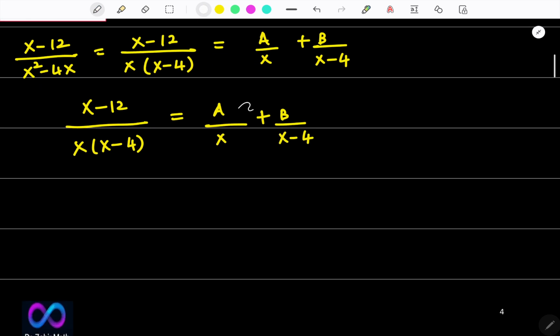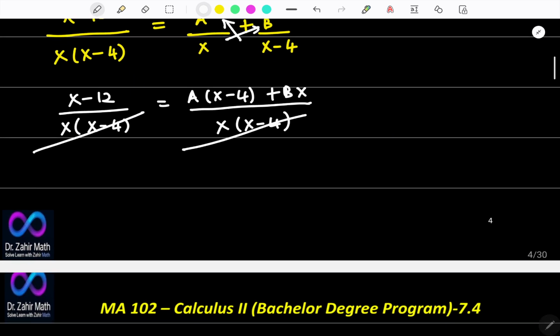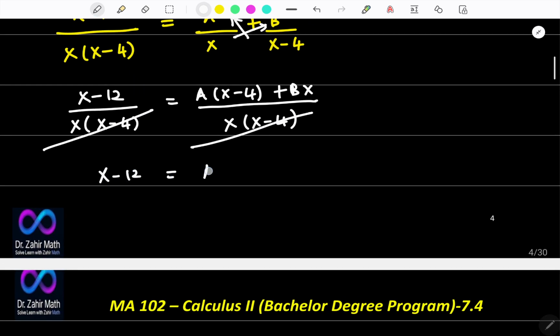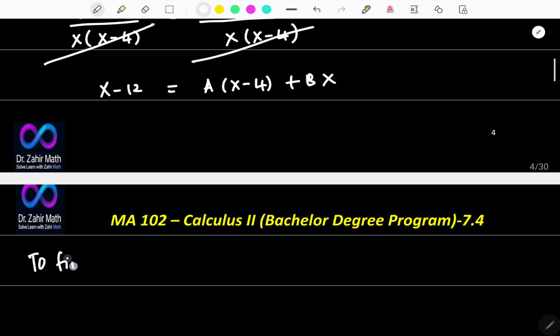After that, what should I do? I should cross multiply. So (x minus 12) divided by x into (x minus 4) equals a times (x minus 4) plus b times x, divided by x into (x minus 4). Clear? Now this gets cancelled, this gets cancelled. So you will get x minus 12 is equal to a times (x minus 4) plus b times x. What is my job? I have to find a and I have to find b.